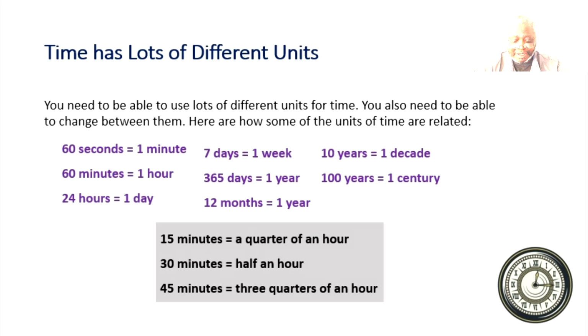Just below that, in the shaded area, you look at the face of the clock. 15 minutes is a quarter of an hour. 30 minutes is half an hour. And 45 minutes is 3/4 of an hour, as we usually tell the time in a 12-hour clock.